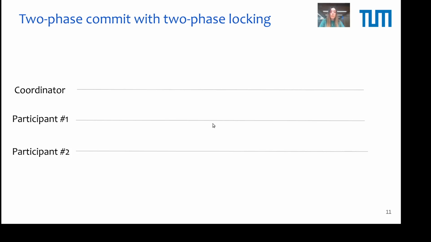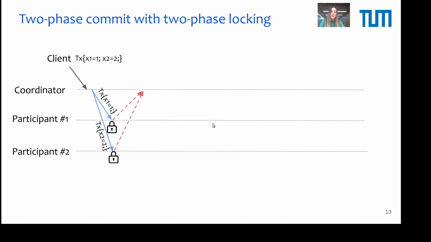Now we're going to see an execution example of the two-phase commit protocol along with the two-phase locking protocol. The two-phase commit protocol has coordinator nodes that drive the protocol and participant nodes. The client sends a transaction to the coordinator, and the coordinator forwards the respective request to the responsible nodes. Each participant takes a lock on the key and replies back to the coordinator with a success or a failure message.